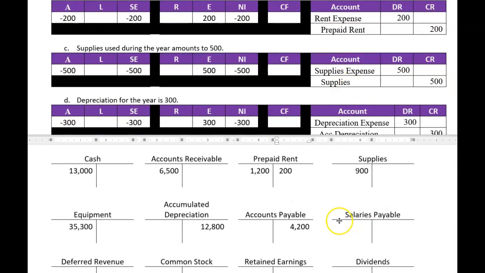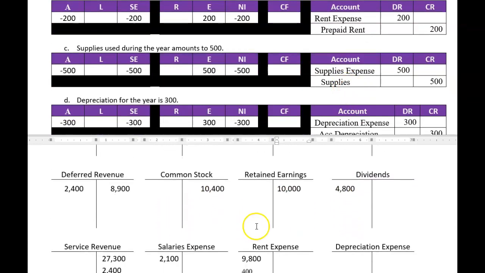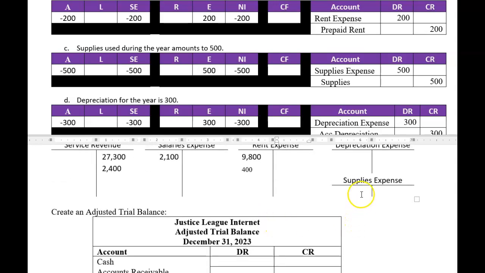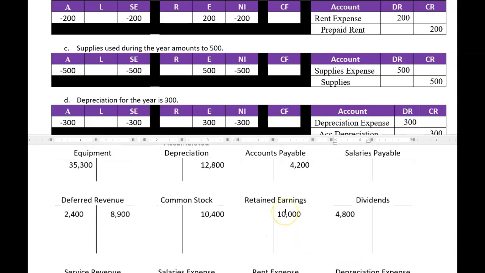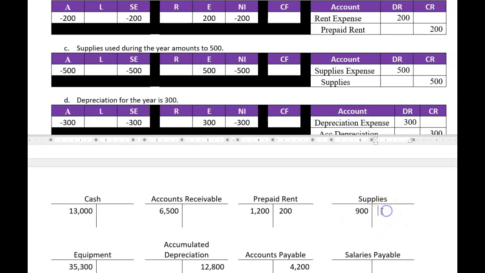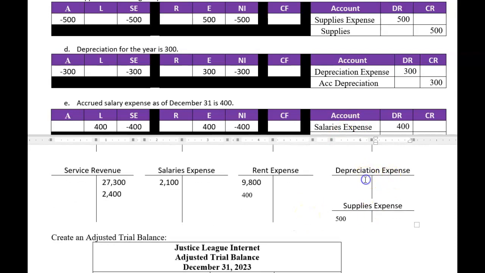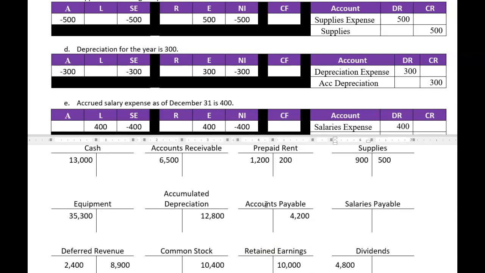Supplies expense. Say the right word; it does help. Supplies expense here, wherever it may be, is going up by $500, so we're debiting supplies expense for $500. We're going to go up and we're going to credit our supplies for $500. All right, depreciation expense is $300. So go to depreciation expense. We're going to debit depreciation expense for $300. And we're going to credit accumulated depreciation wherever it's at for $300. Fix my formatting a little bit there.